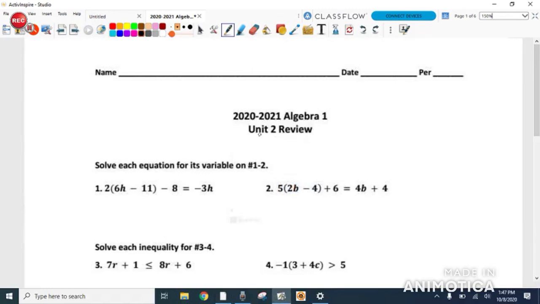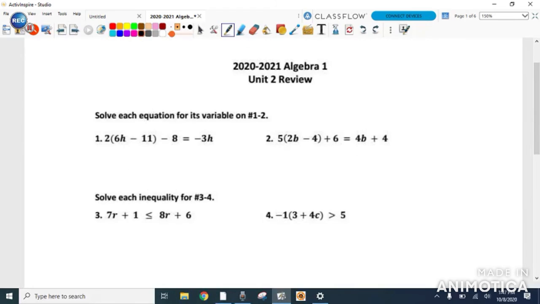Okay, class, today is Tuesday, October 13th, and today we're going to be going over the Unit 2 review, because we have a Unit 2 test tomorrow, okay? So, I'm going to go through each and every single problem to make sure that everyone understands what it is we are doing, alright?